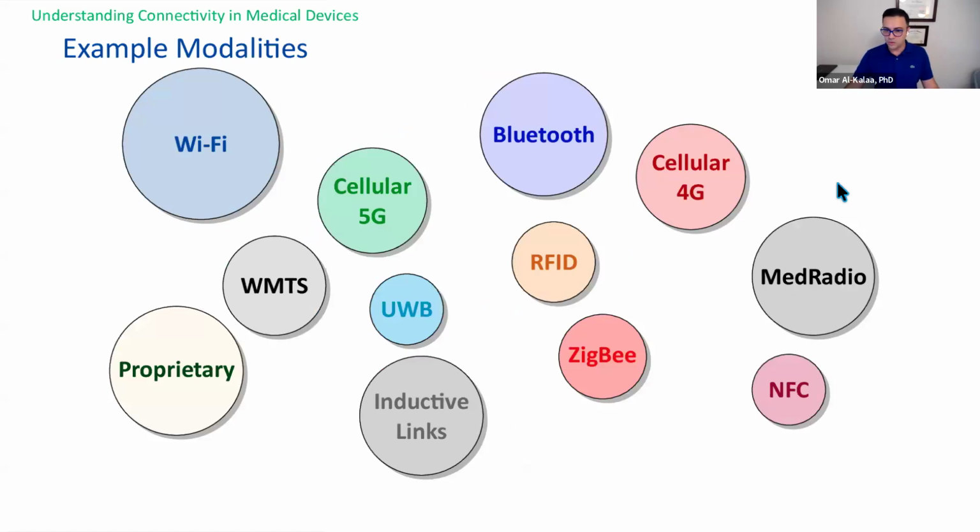This slide is really intended to show the diversity of wireless technologies that are available in medical devices today. All of these are in active use in medical devices, whether Wi-Fi or Bluetooth, which are very common, to different flavors of cellular connectivity like 4G and 5G, proprietary technologies, ultra-wideband, and inductive links. Wireless comes in so many different forms and shapes.